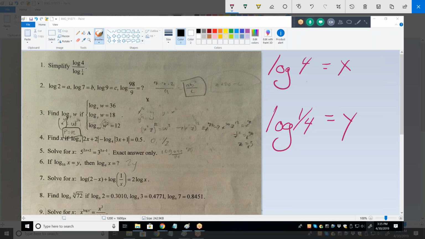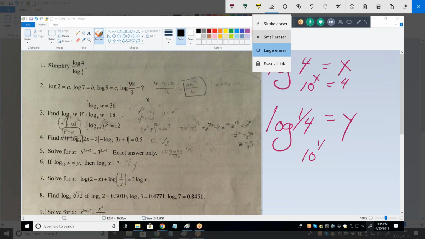So that would be the way I do it. I always start with the base, 10, raise it to the power of whatever's on the right side, and that's equal to the argument. It's just a quick and dirty way of always converting it, as long as your log expression is on the left. And this one is 10 to the x equals 4 and 10 to the y equals 1/4.